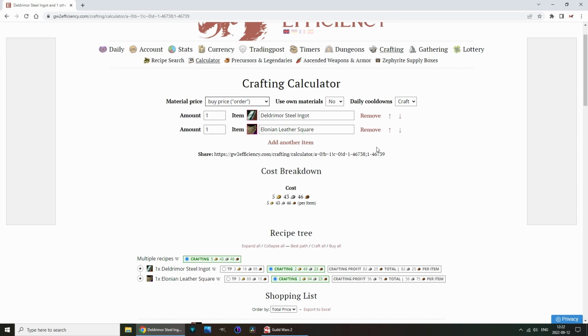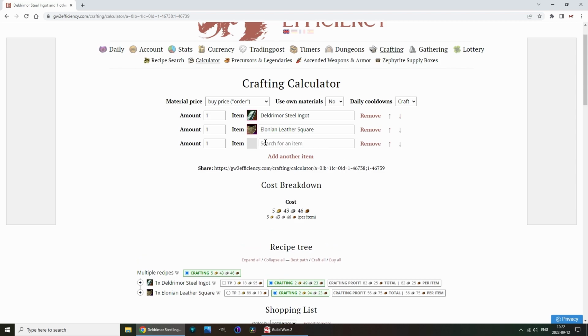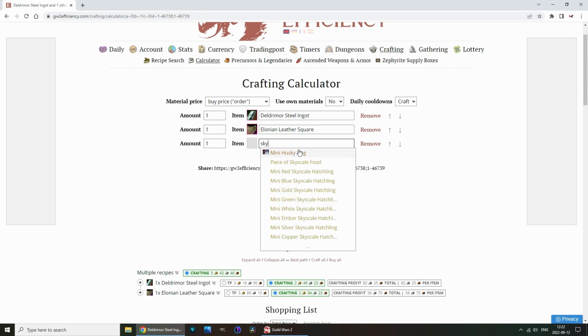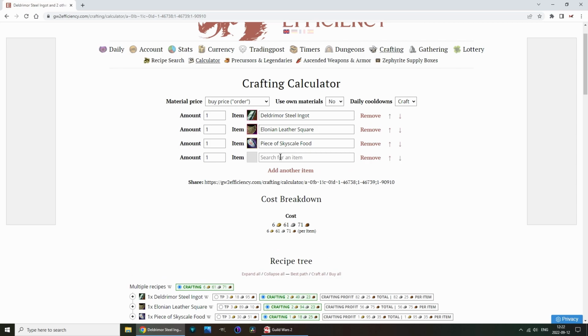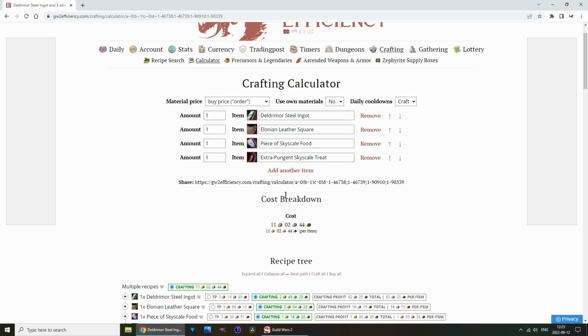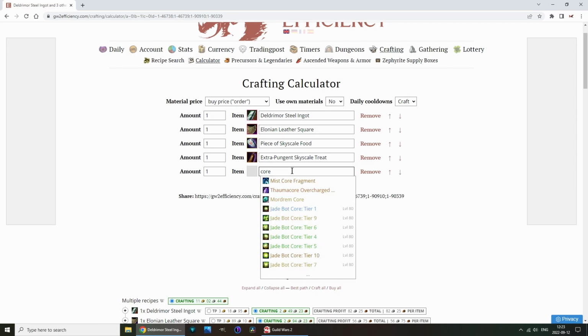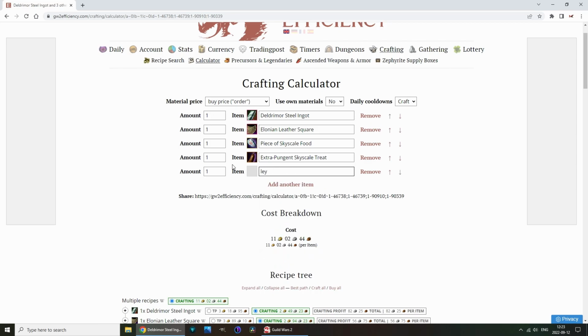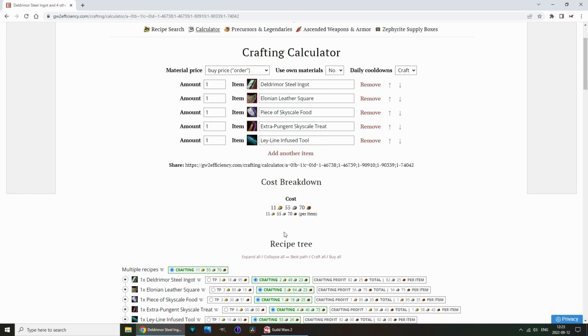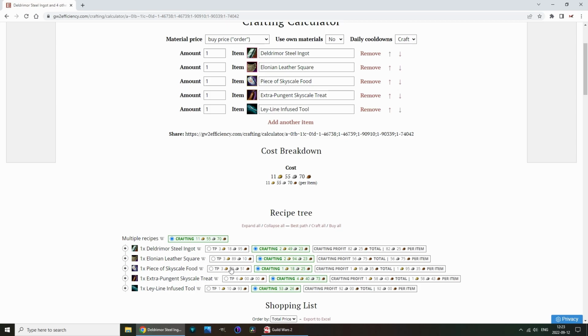And also, after Four Winds Festival, most of us have an abundance of quartz crystals. So I have a bunch of charged ones, and I was looking to craft something out of those. First, of course, there was sky scale food, I believe. Yep, that one. Then sky scale treat. Yes, that one. And what else do we craft with charged quartz crystals? There was something called leyline infused tool. Yeah, that one. So piece of sky scale food is the most profitable out of those three.